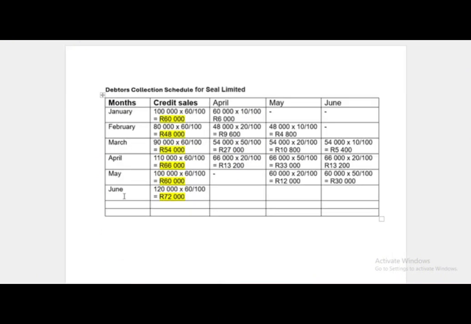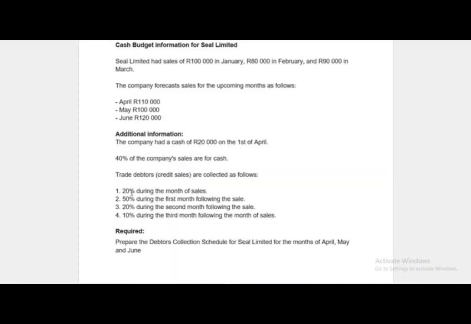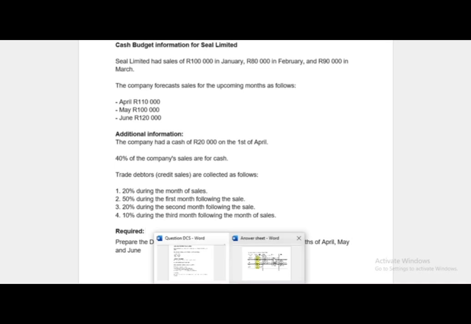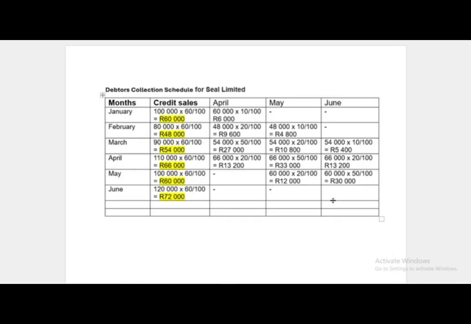All right, let's go to June now. In June, remember, we don't consider prior months. So it means we're not going to consider April in June. We're also not going to consider May in June. We are going to consider June for June, which is during the month of sale. And during the month of sale, we are collecting 20%, right? So we need to calculate 20% June for June.